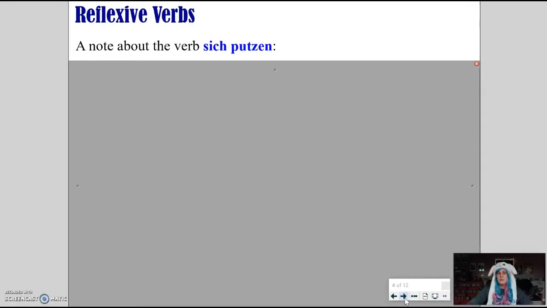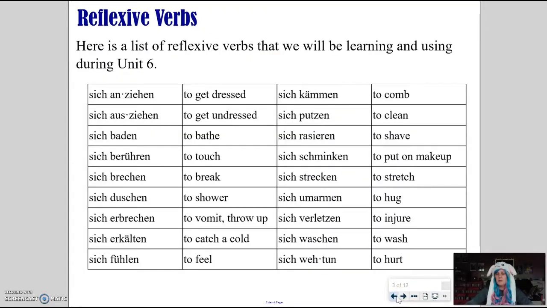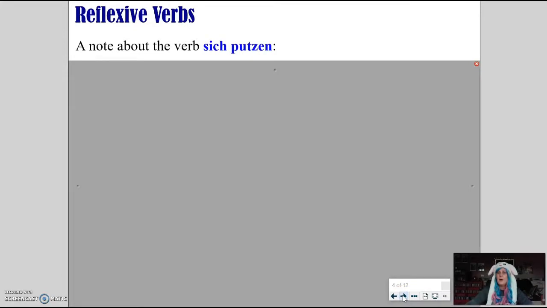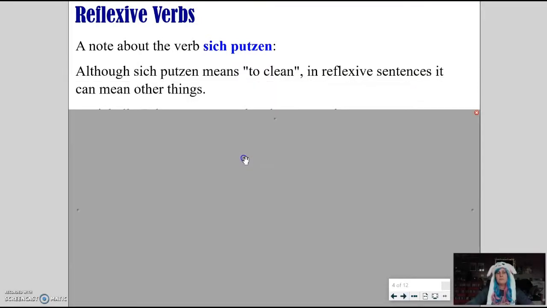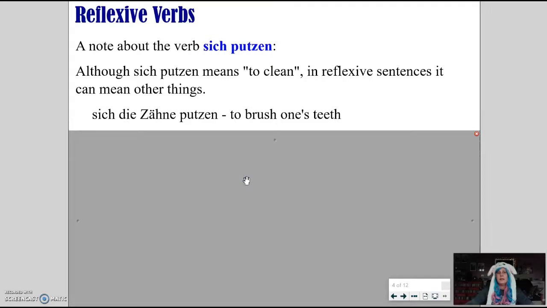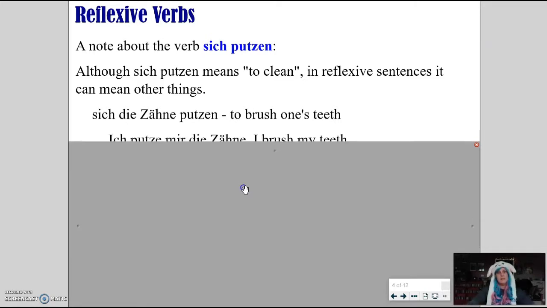There is a note about the verb sich putzen. On the previous page, you might have noticed that sich putzen means to clean. And while it does mean that, in German, sich putzen is combined with a few other body parts, and it really changes the meaning of sich putzen. Our first example is sich die Zähne putzen, to brush one's teeth. So technically that says cleaning one's teeth, but in English we say brush one's teeth. So sich die Zähne putzen is to brush one's teeth.